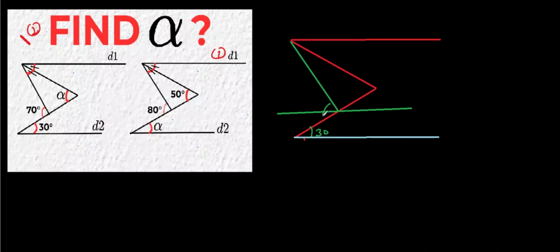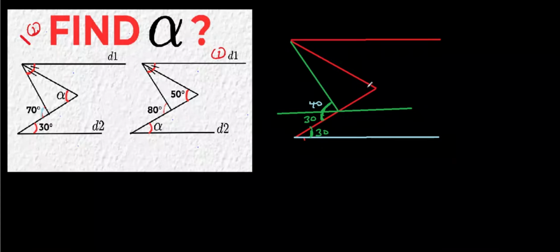That means this will be an alternate interior angle, so this and this will be the same, 30 degrees. So totally this is 70 degrees, which means this one will be 40 degrees, right? Because 40 plus 30 will be this 70 degrees.